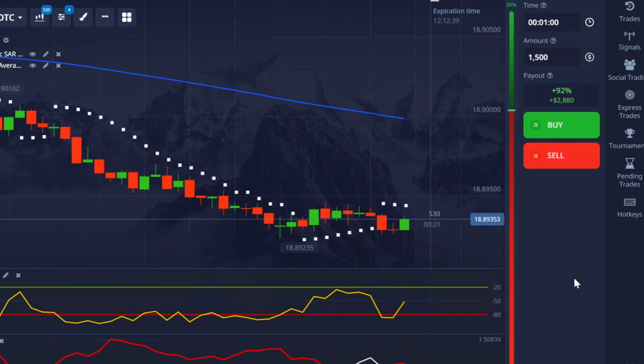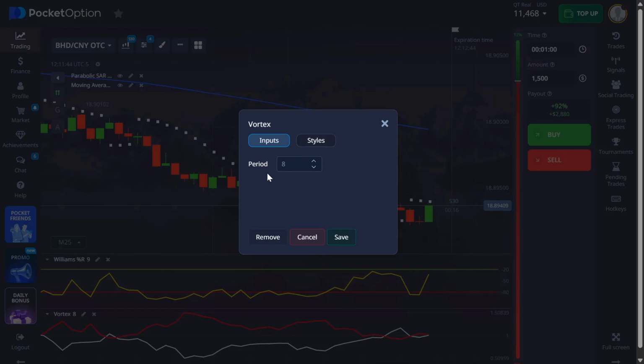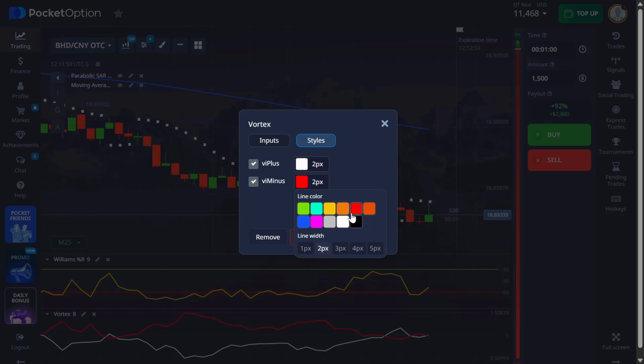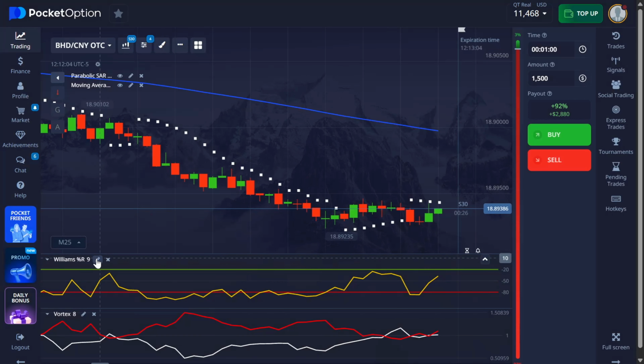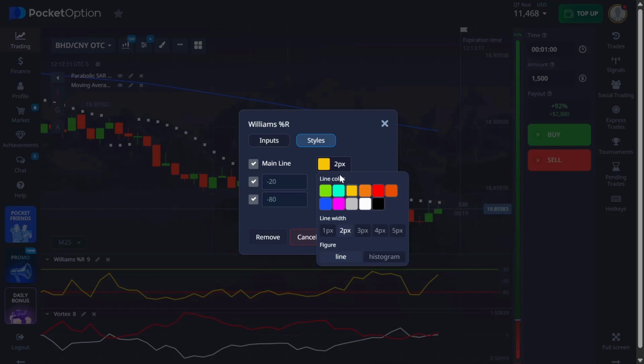Indicators. The settings for today's indicators: vortex will be 8. V plus white, 2 pixel. Okay. You pick the white right here, then you go on the 2 pixel. And then you do the same thing here: red, 2 pixel. Hit save. Then for Williams R, we choose period 9. And again we choose our color here, then 2 pixel.